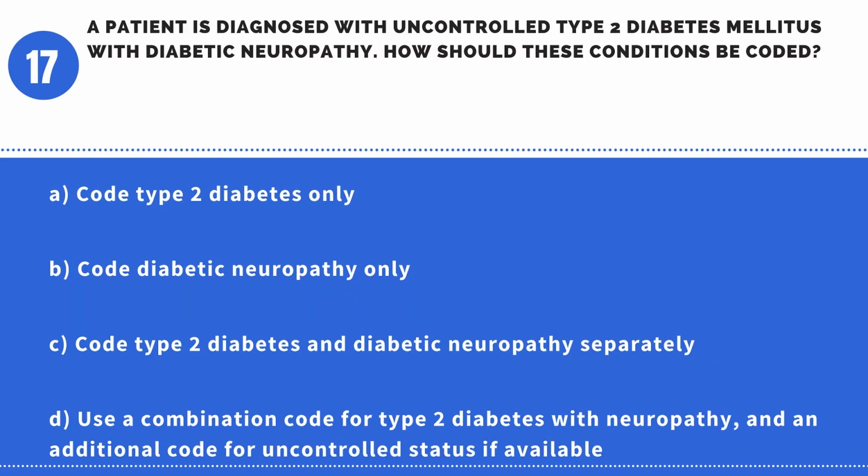Question 17. A patient is diagnosed with uncontrolled type 2 diabetes mellitus with diabetic neuropathy. How should these conditions be coded? A. Code type 2 diabetes only. B. Code diabetic neuropathy only. C. Code type 2 diabetes and diabetic neuropathy separately. D. Use a combination code for type 2 diabetes with neuropathy, and an additional code for uncontrolled status if available.